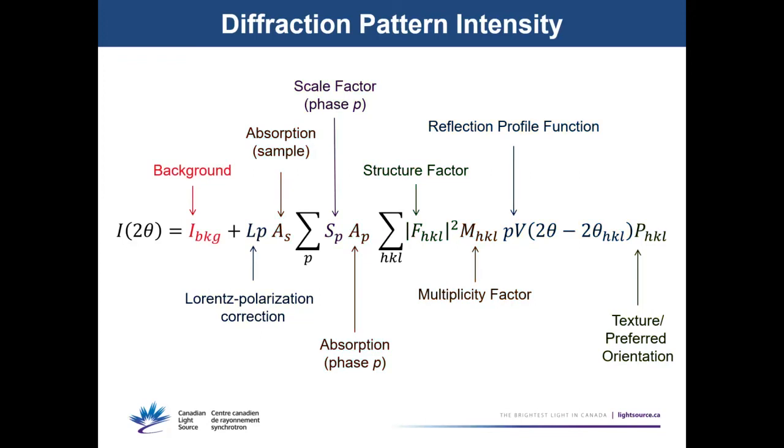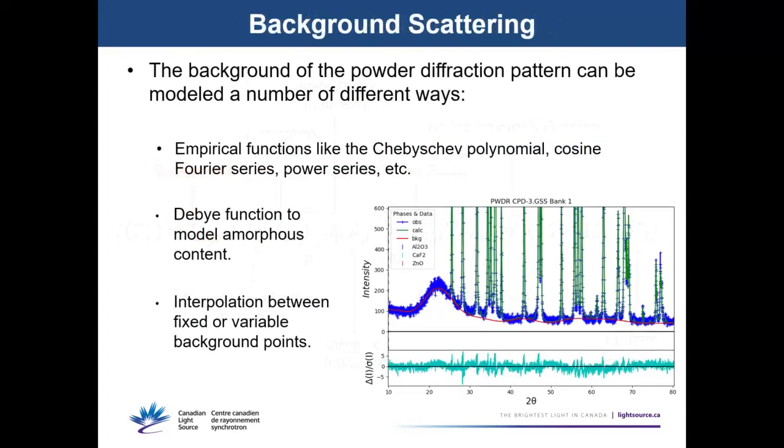So we'll start out here by looking at the background. The background of a powder pattern is due to multiple phenomena. There's inelastic scattering, you get air scattering, you can get X-ray fluorescence from elements in your sample, detector noise, and there are other causes as well.